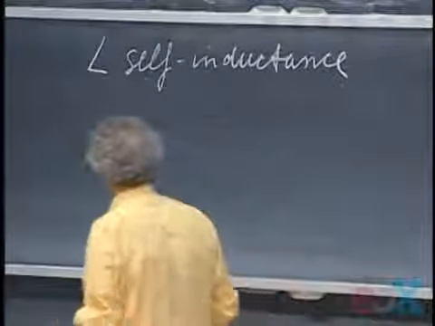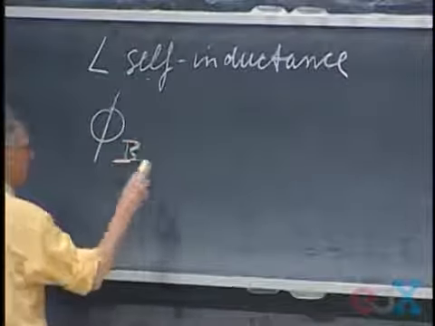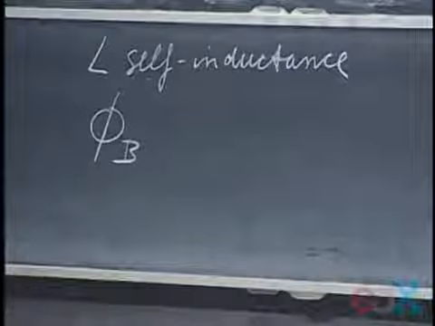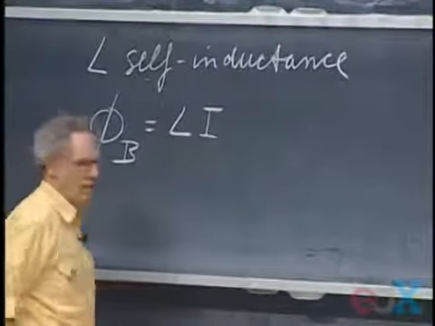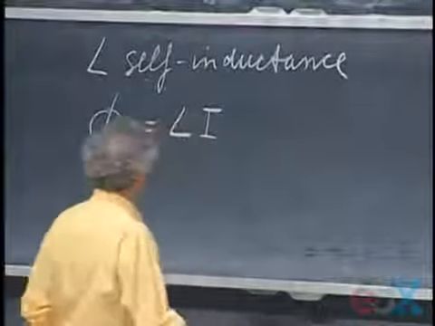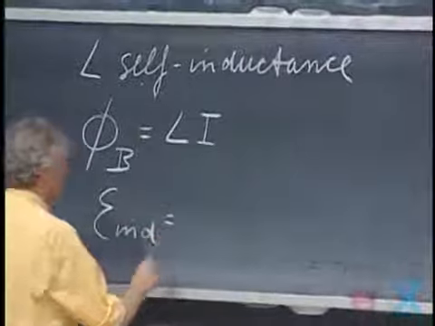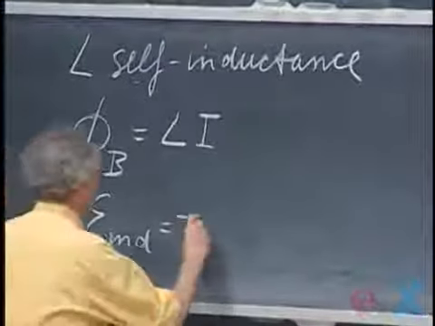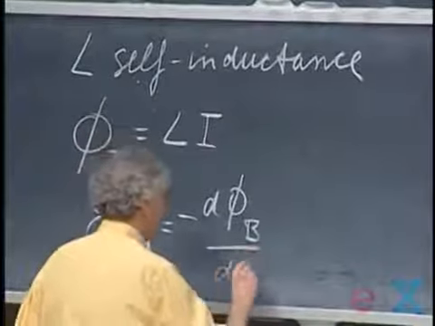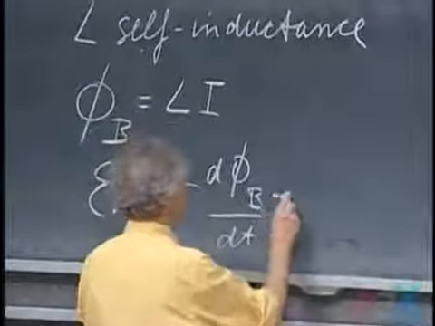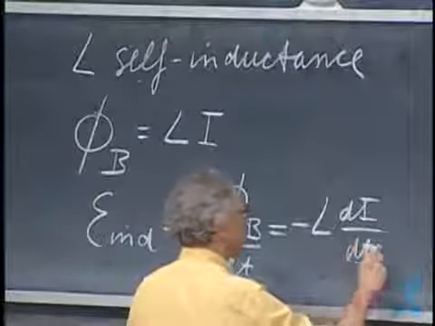Magnetic flux that is produced by a circuit is always proportional to the current. If you double the current, the magnetic flux doubles. And so it is the proportionality constant that we call L. That is the self-inductance. And so therefore the induced EMF equals minus d phi dt, that is Faraday's law, and so that becomes minus L di dt.